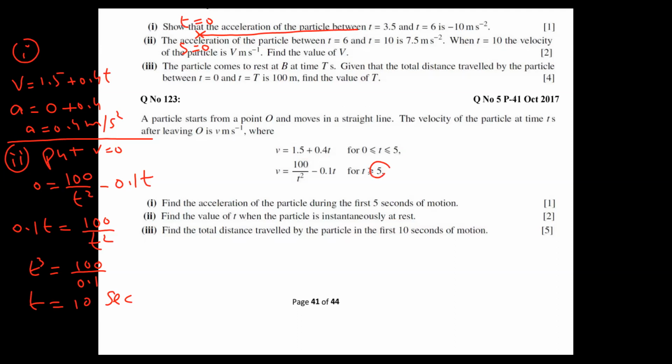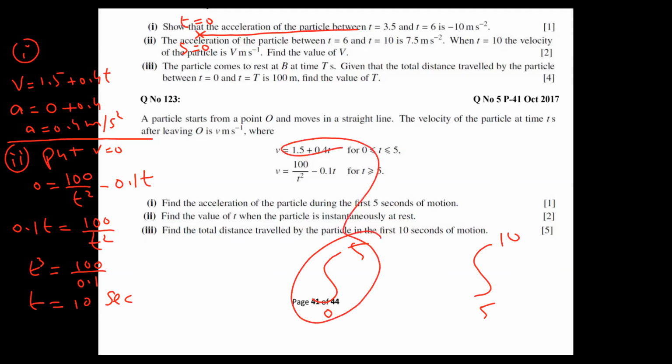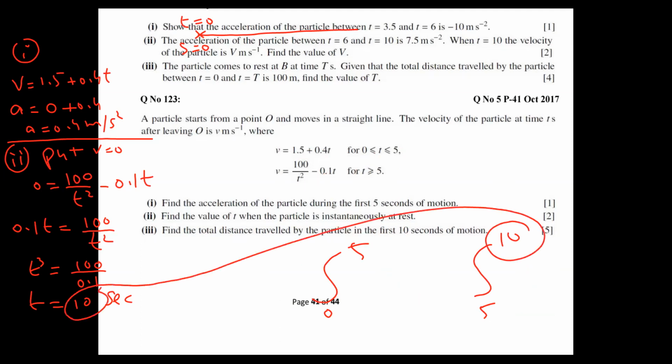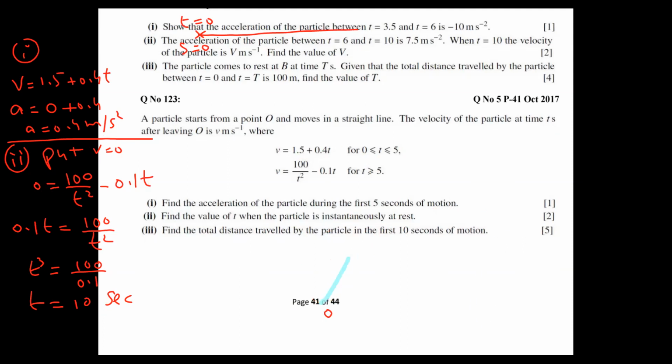So it means 5 till 10. It means the first limit is 0 to 5 and the second is 5 till 10. How do I know? Because it is very clear that I'm bound to use this expression here, and after 5 use this expression here. And second, we know that at time 10, the particle stops. So it means this. So the plan is so simple and clear.